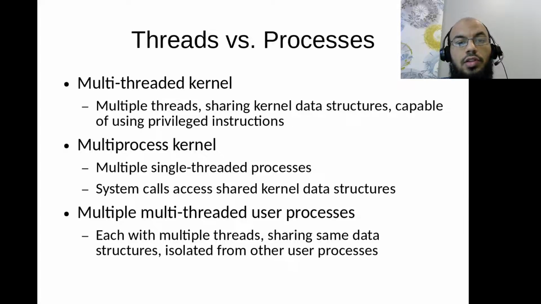But the main difference is that the first one has multiple threads sharing the kernel data structure, while the second one has multiple single-threaded processes. And then you need system calls to access the shared kernel data structures, so they don't share them directly. And then you have multi-threaded user processes, each with multiple threads sharing some data, but also needing to communicate for other data that is isolated from that shared data.